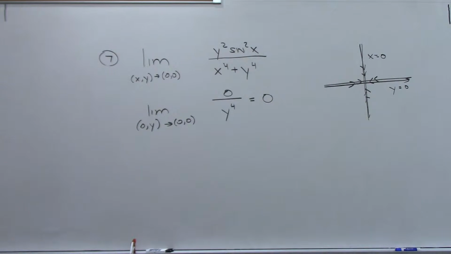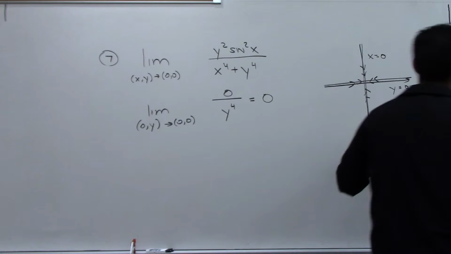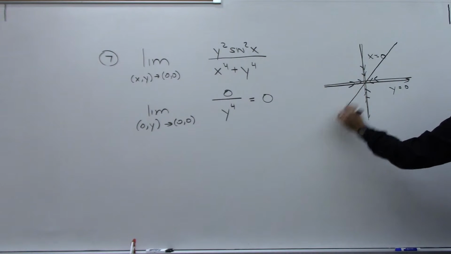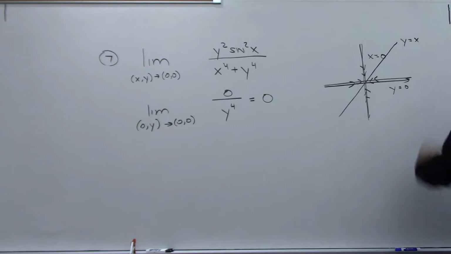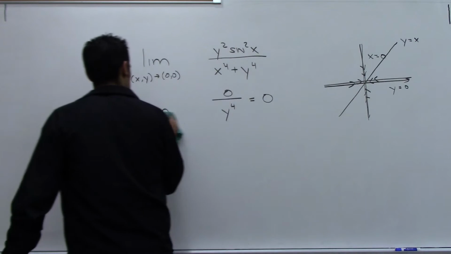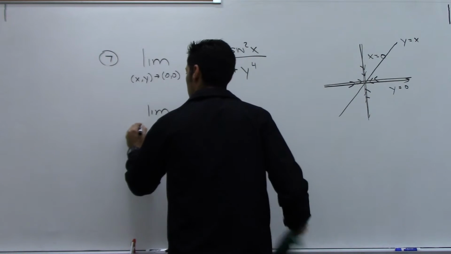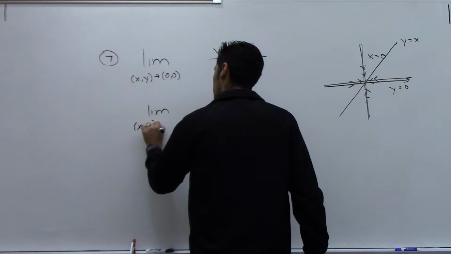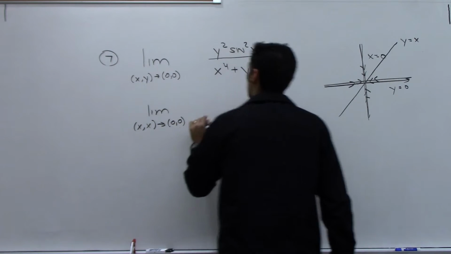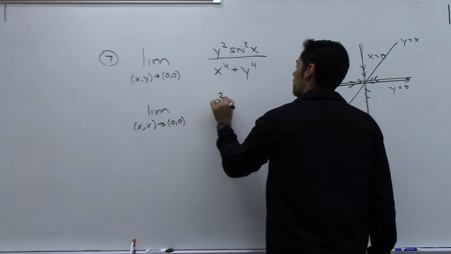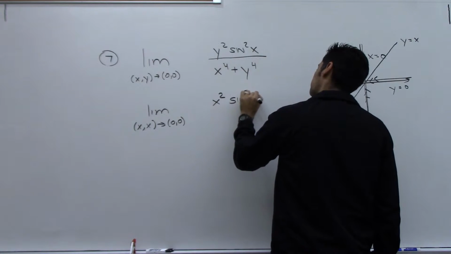So let me try a different path, and maybe I can get this thing to screw up. y equals x would probably be the next one. Let's try that, the diagonal. This y is x. So this limit now becomes the limit as x approaches 0, 0. So I replace all my y's with x's.